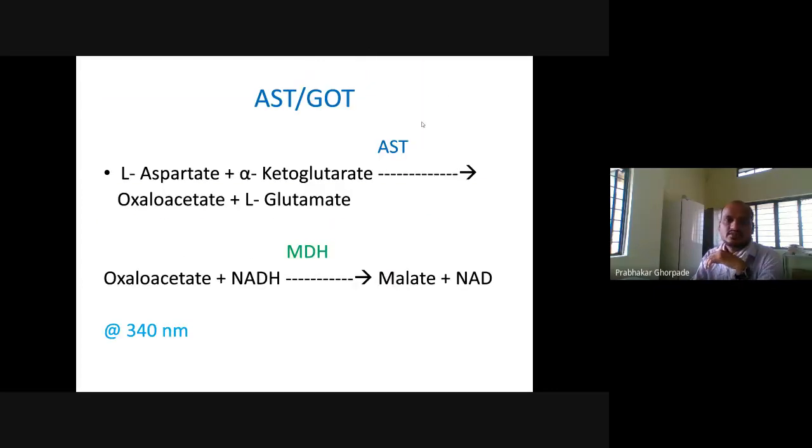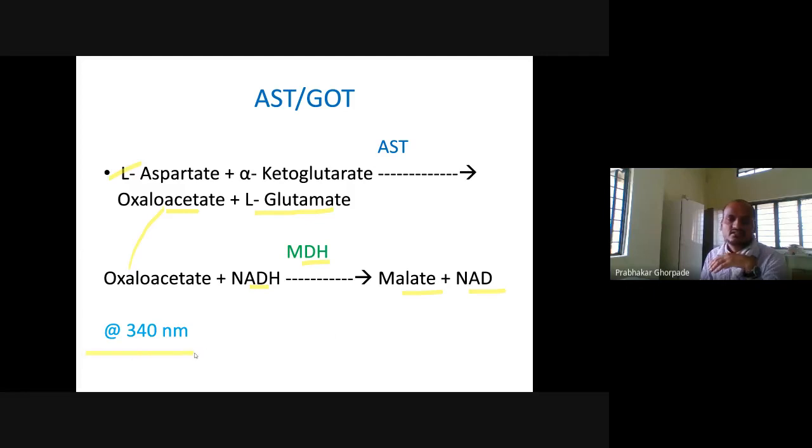So next test we have is SGOT, or AST, aspartate transaminase. Here is aspartate. We are treating it with alpha-ketoglutarate in the presence of AST. It will give oxaloacetate and L-glutamate, and this oxaloacetate will go to the next reaction. Oxaloacetate plus NADH in the presence of malate dehydrogenase will give malate and NAD.